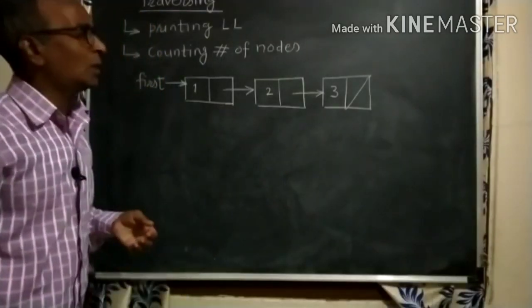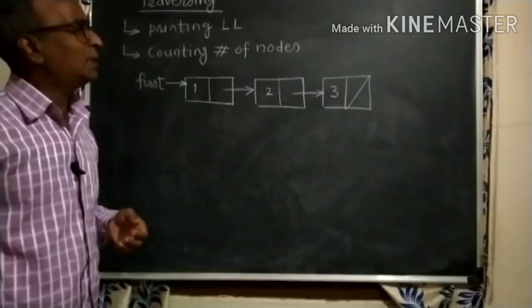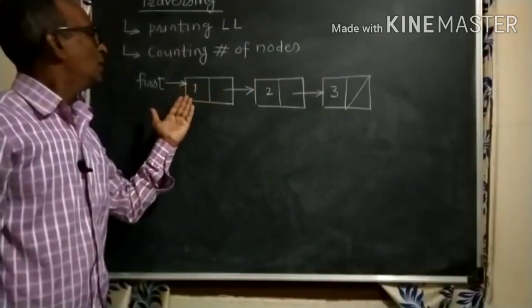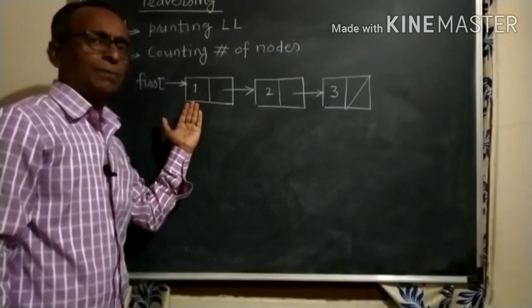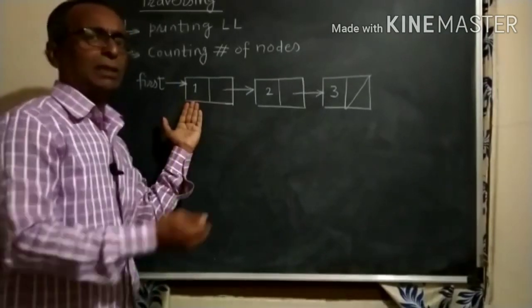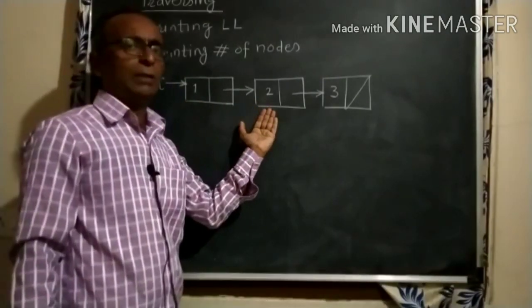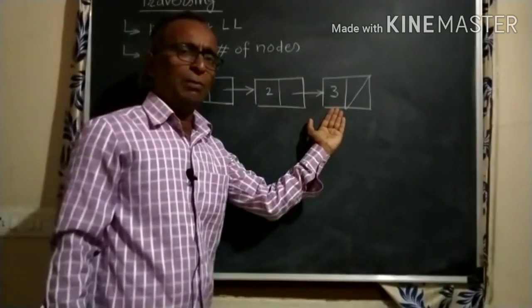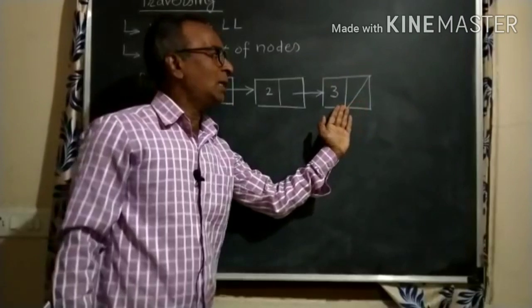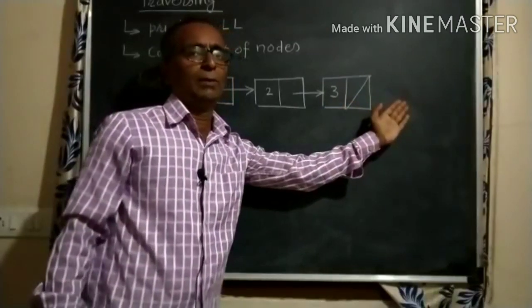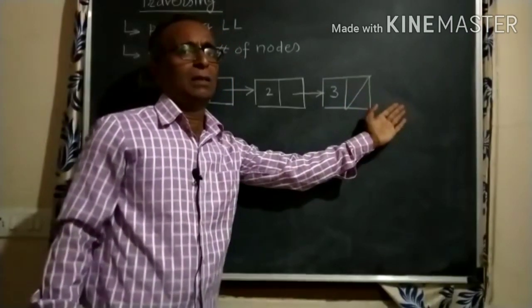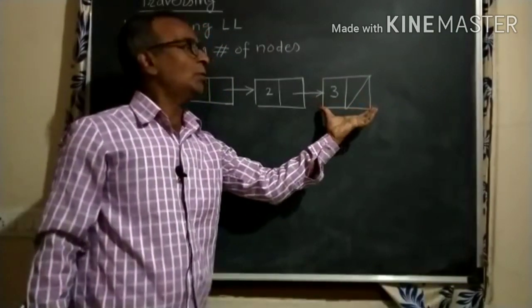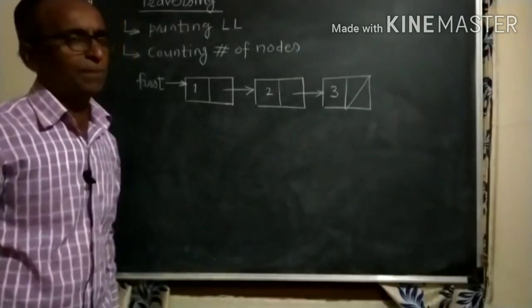So how to do this counting? Always, whenever you count, we have to visit the node. If node exists, count will be incremented. Move the pointer, node exists, count will be incremented. Move, count will be incremented. But as this is last node, if you move the pointer, then what will happen? There is no node after that. So count returned will be 3 here.